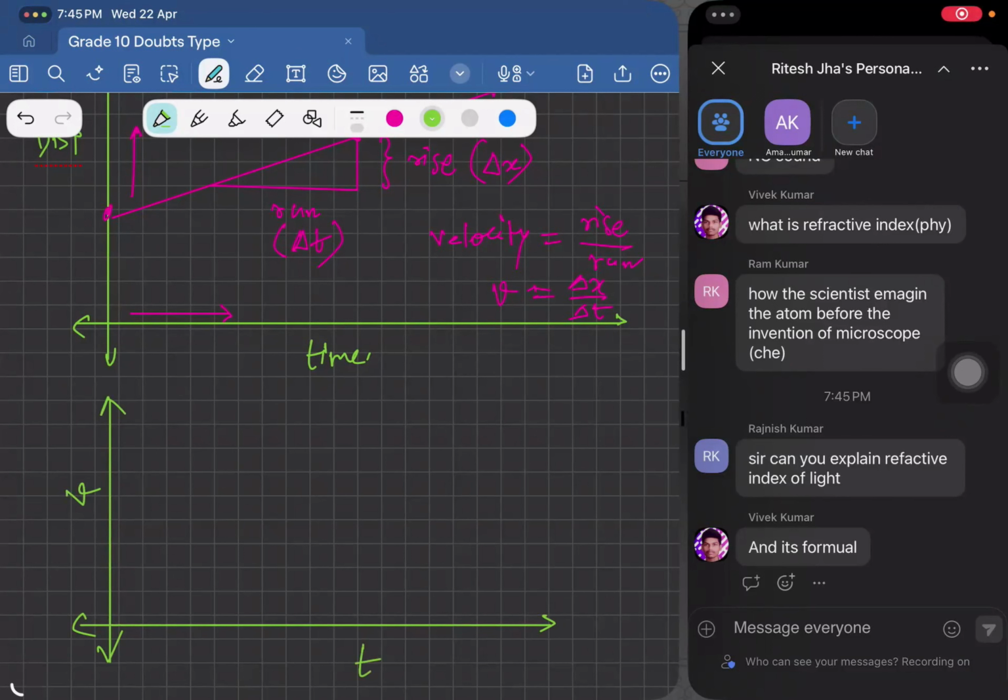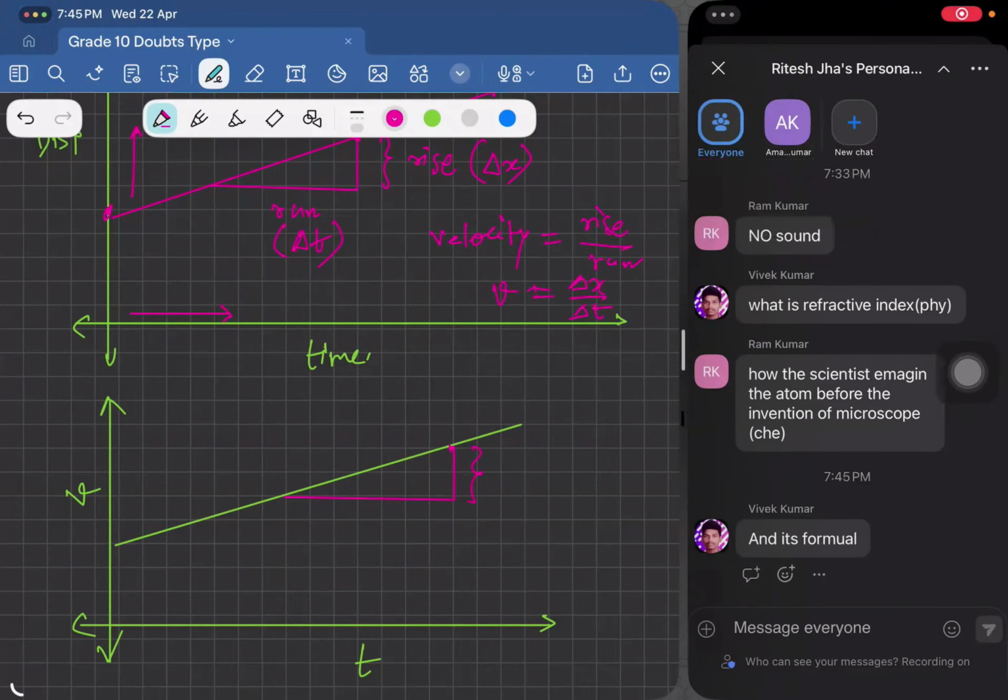We have a velocity versus time graph. Now in that, we define what is the acceleration. Can anyone define what is the acceleration? That is the first level of intelligence, where you need to know about the definition. So acceleration is the rate of change of velocity.